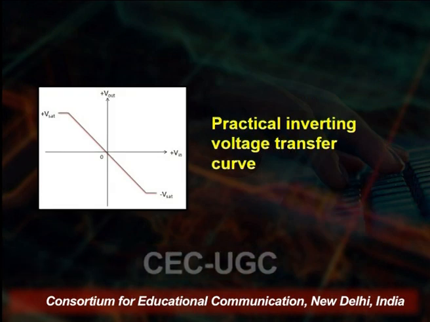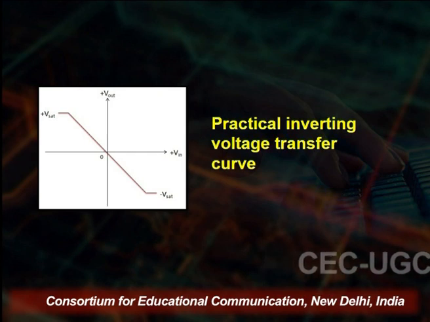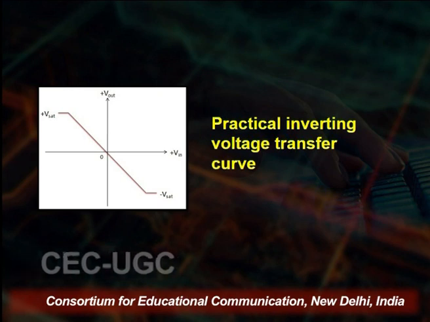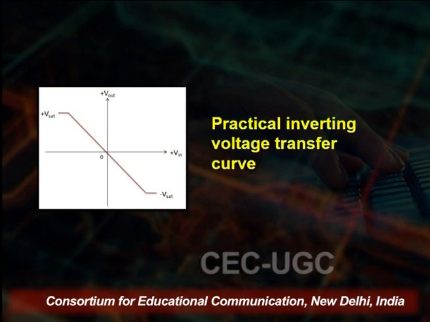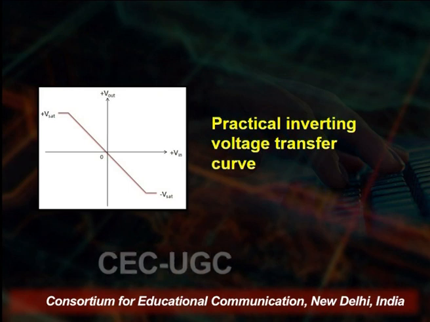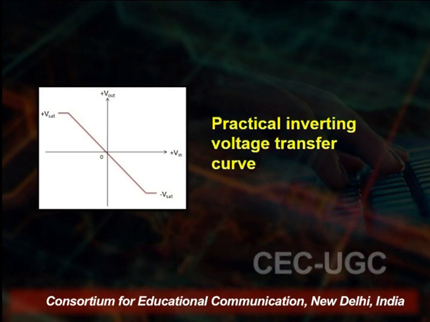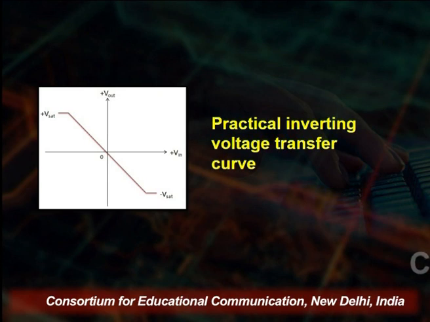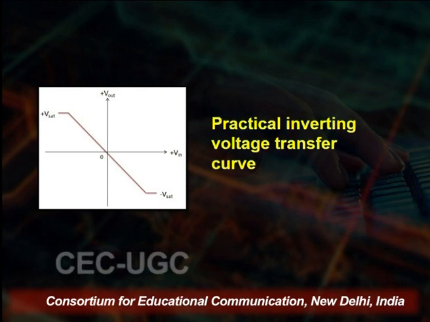The figure here shows the practical inverting voltage transfer curve. As the voltage increases along the positive direction of the x-axis, the voltage obtained is in the second quadrant, that is negative. Likewise, as the voltage increases in the negative direction, we get the output in the fourth quadrant, that is again out of phase. So input and output are out of phase in this diagram.